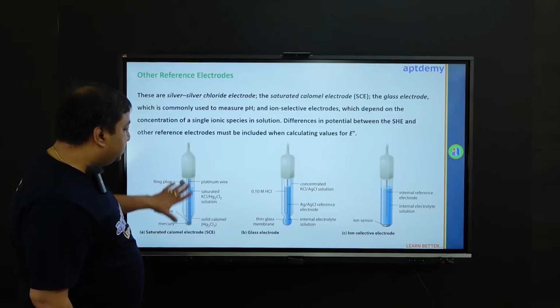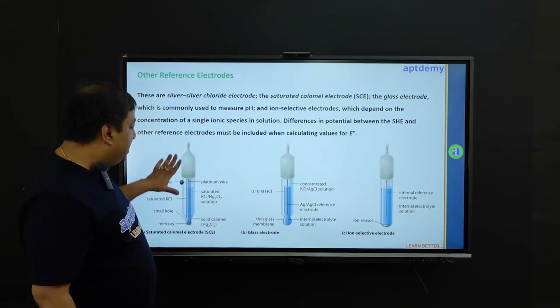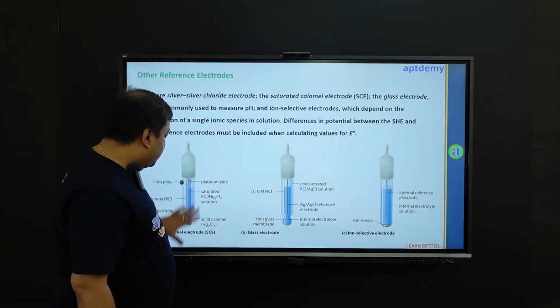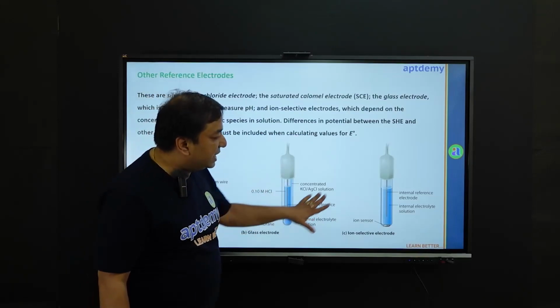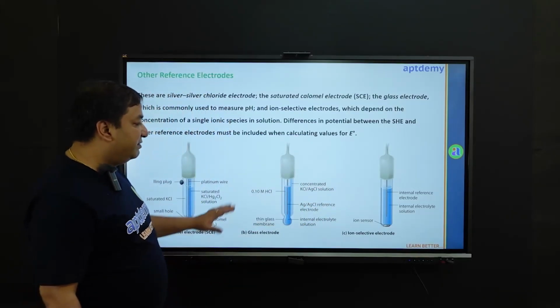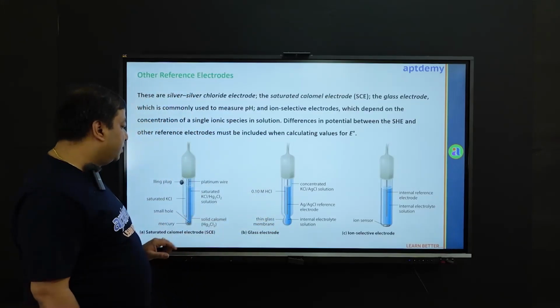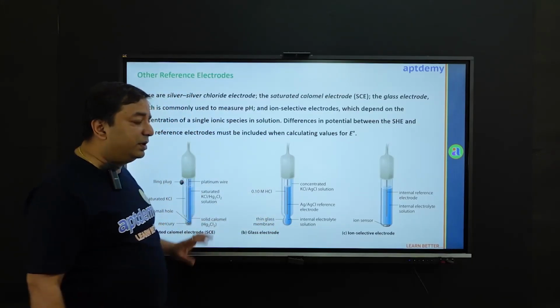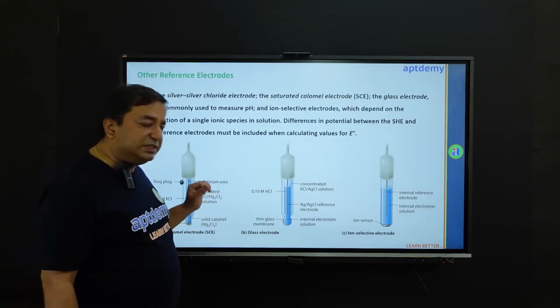Now here are pictures indicating how these electrodes are constructed and what materials are present over there. One can have a close look at these pictures to understand what is inside a silver chloride electrode or a calomel electrode. Calomel means Hg2Cl2, which is a precipitate.